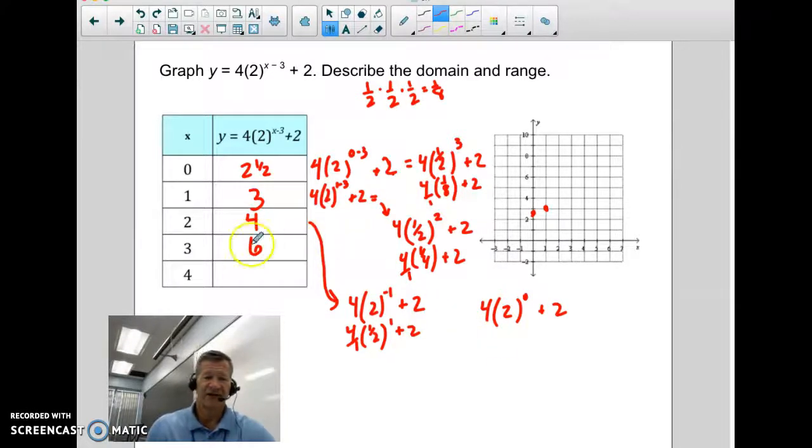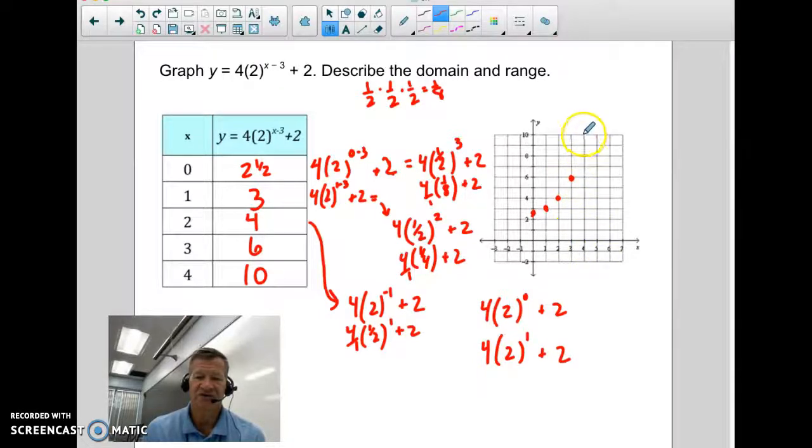Last one, put 4 in. 4 minus 3 is 1. So we have 4 times 2 to the first plus 2. Notice I don't have to change the 2 to a half when the exponent's already positive. 2 to the first is 2, times 4 is 8. 8 plus 2 is 10. Let's graph them all. So we graphed the first already. 2, 4, 3, 6, and 4, 10.